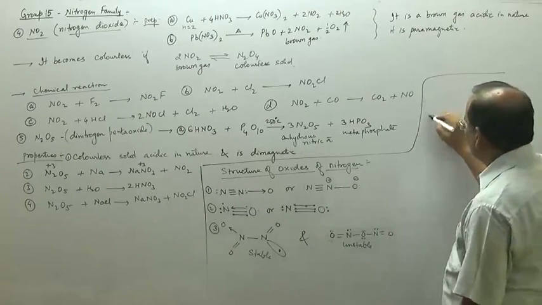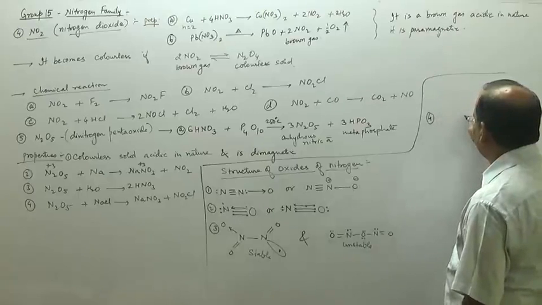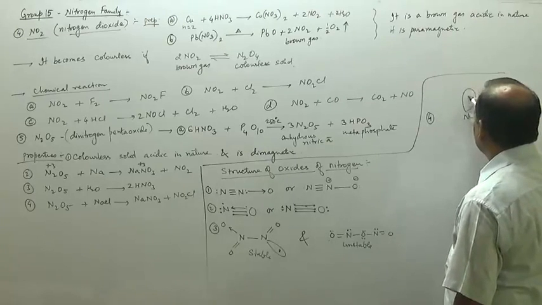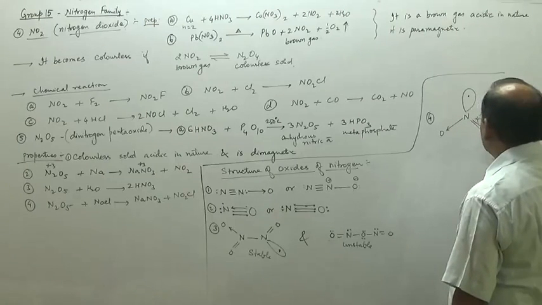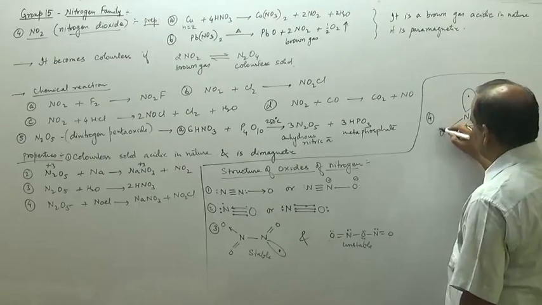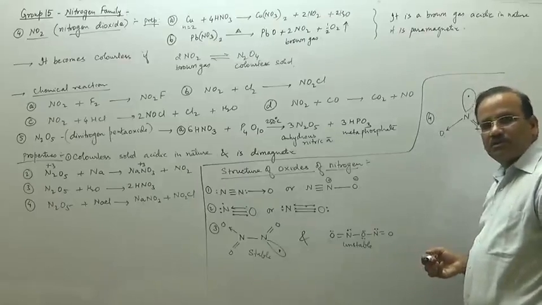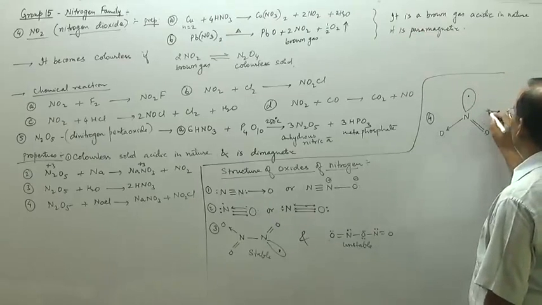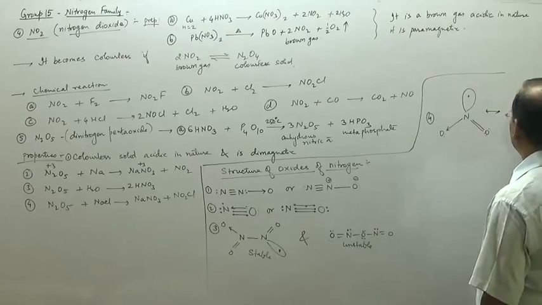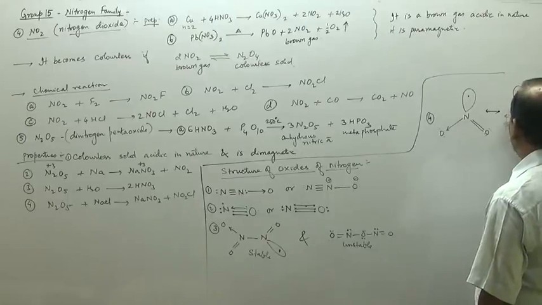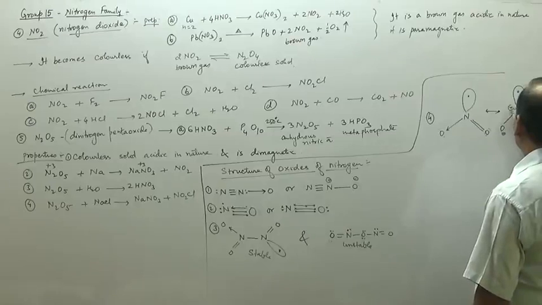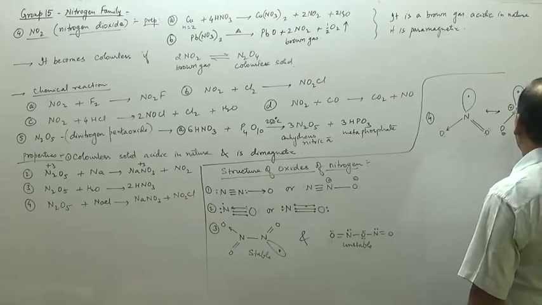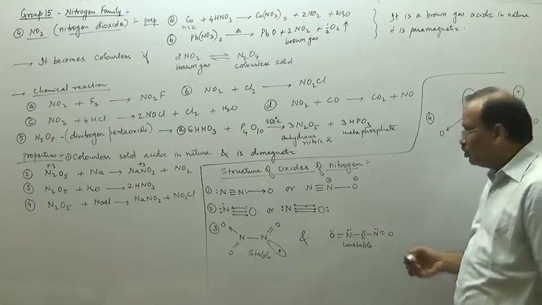Now the fourth one is NO2. NO2 will be like this. That is the structure of NO2. Or you can write it like this, it doesn't matter. You can write the structure like this: odd electron on nitrogen, oxygen with a negative charge on this, the positive charge on this, or double bond O, you can write like this. So that is for NO2.